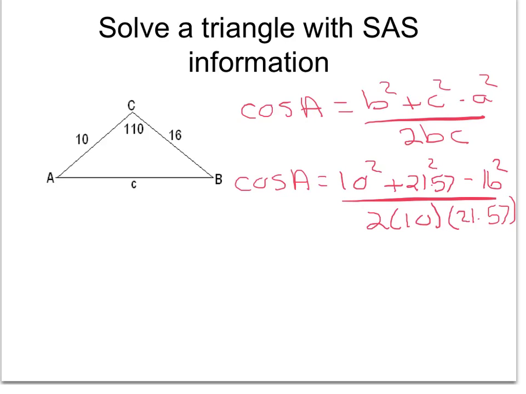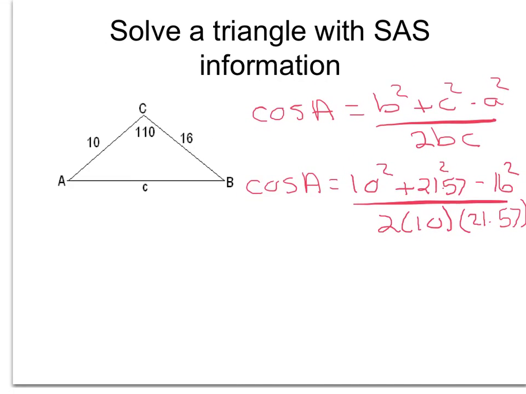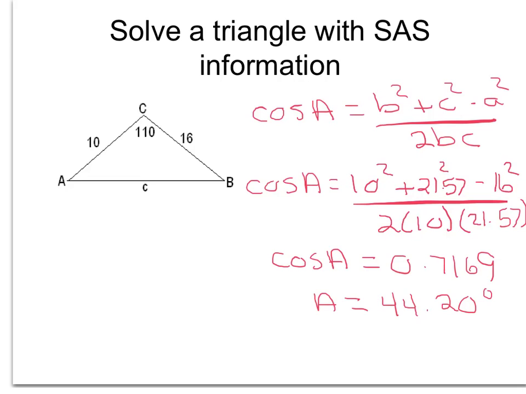So here you should get cosine of A equal to 0.7169. And then to get A by itself, you're going to take the cosine inverse of that and get 44.20 degrees. Now remember, there's going to be some rounding issues with these.